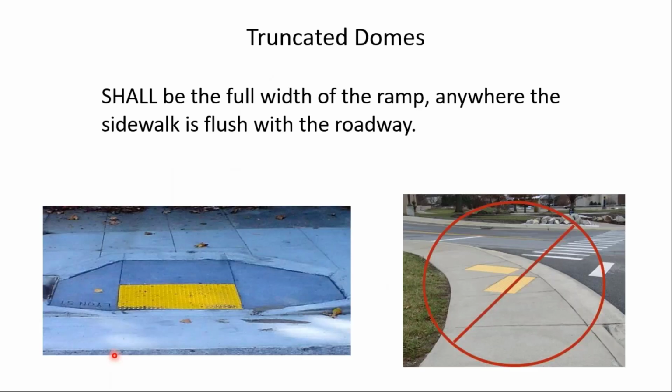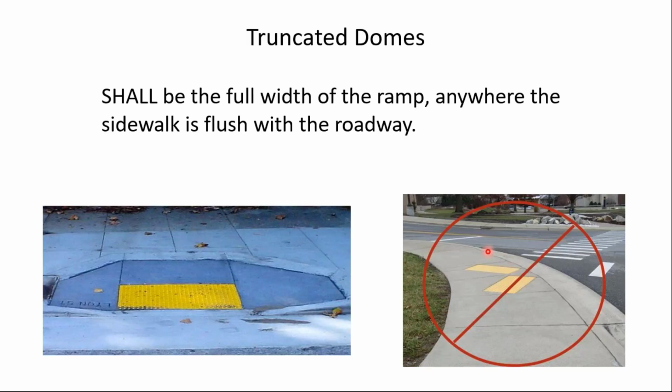Truncated domes are required to be the full width of the ramp anywhere the sidewalk is flush with the roadway. So here's a good example. I'm embarrassed to say this is on the West Virginia University campus, where I worked for many years, but the curb is missing around this corner here.